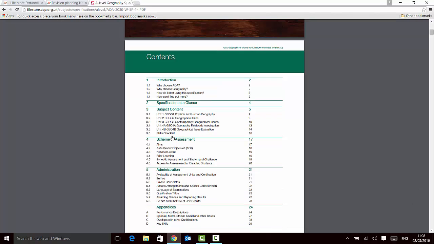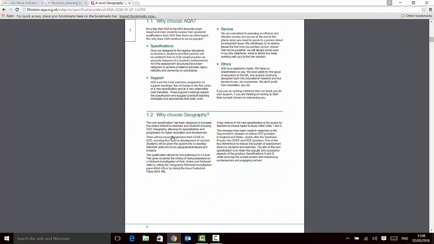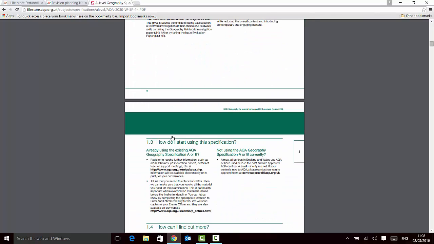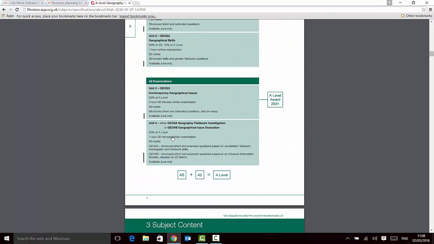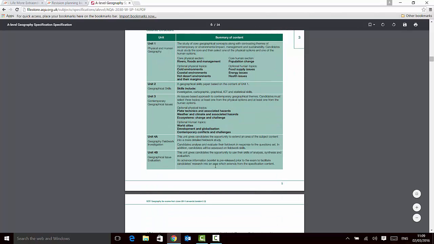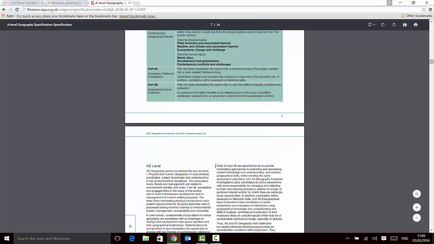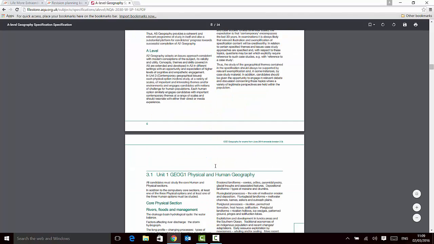So that says it starts on page 5. So we'll scroll through to page 5. So this starts talking about subject content, and this gives you an overview of the topics that are in each unit. And then if we go down a bit further, this page here will tell you exactly what you need to know.